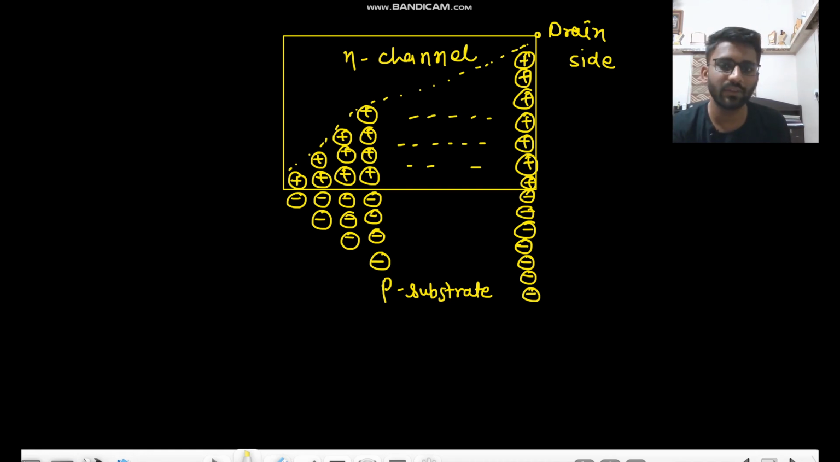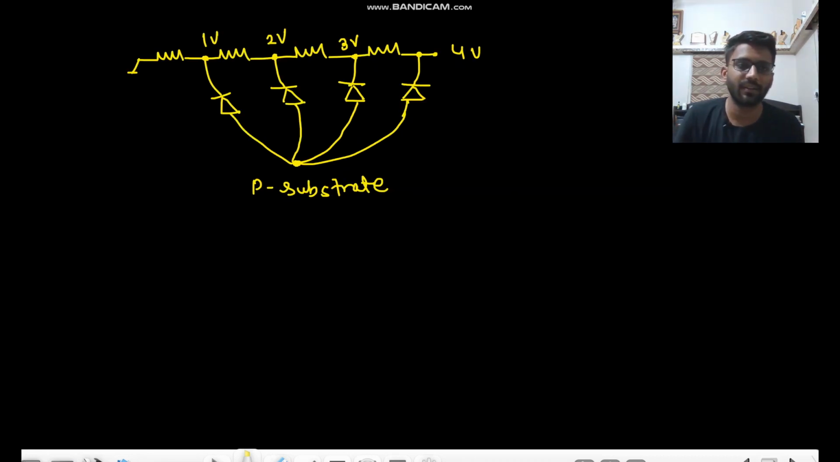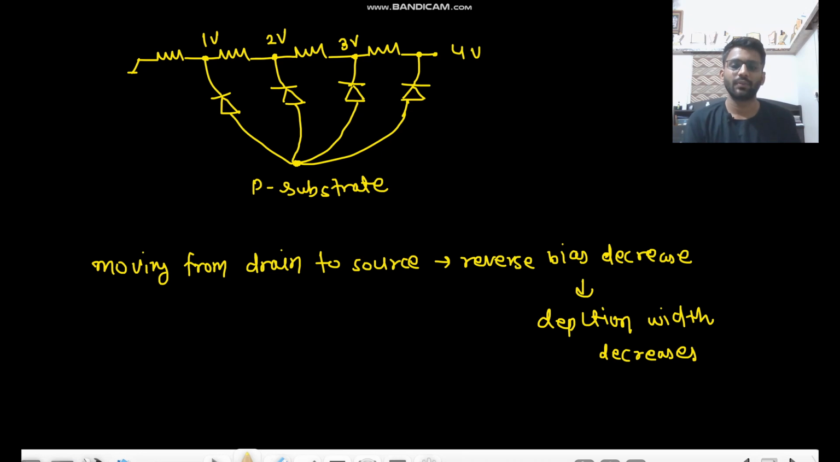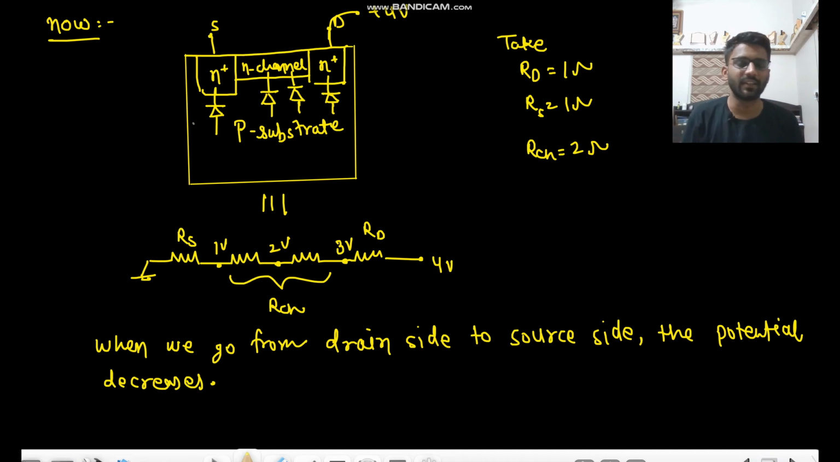So at source side we have less reverse bias, and at drain side we have high reverse bias, right. So this is the depletion region we have formed, between the P substrate and the N channel. The depletion region will be larger here, and here the depletion region will be lower. So let me write it all here. When we move from drain to source side, the reverse bias decreases and the depletion width decreases. So on the drain side, the depletion width is increasing.